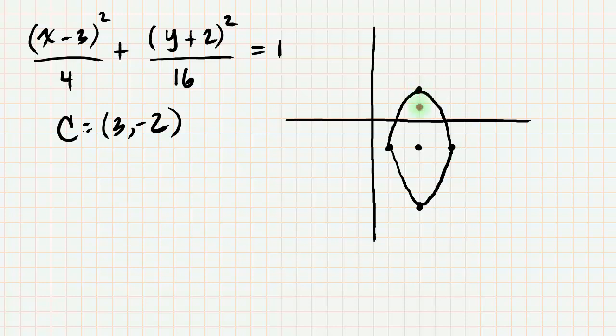The foci are going to be on this vertical axis. We have a major axis that's vertical because the larger denominator is under the y's. So that means the foci will be on that line. To find the foci, we have to discover what little c is equal to.